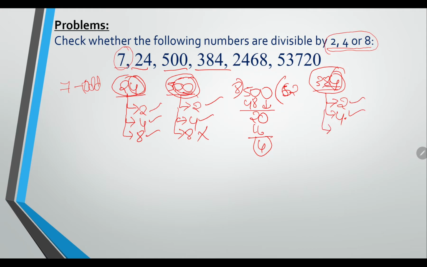Next 8. Let's check for 8. As it has only 3 digits, we can just divide the number by 8. Let's check it. 384 divided by 8. 8 fours are 32. And we get 4 down. 8 8s are 64. And we get the remainder as 0. So therefore 384 is also divisible by 8.